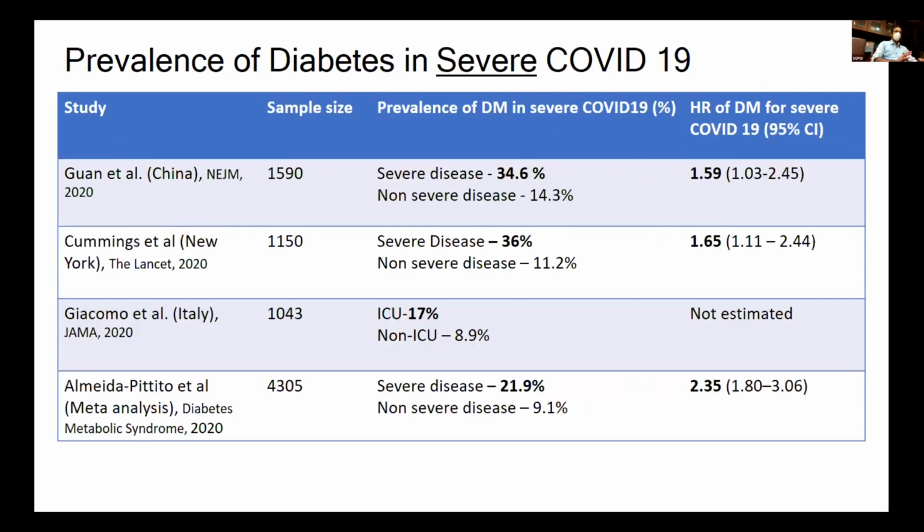This prevalence rises further if you take only severe COVID-19. Severe COVID means those who develop hypoxia or have multi-organ dysfunction. In severe patients, the prevalence ranges from 17% to almost one-third of the whole cohort having diabetes. That shows how important diabetes is in patients with COVID.